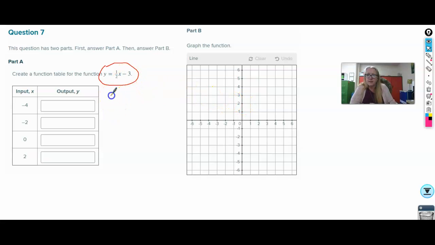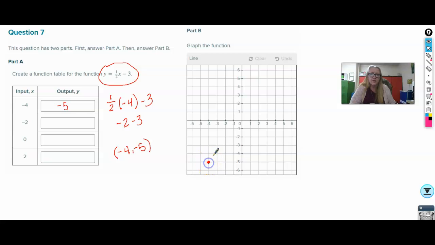So your first time, you would put 1/2 times x, which is negative 4, minus 3. I'll do the first one with you. Half of negative 4 is negative 2. And negative 2 minus 3 is negative 5. This is an xy coordinate point. It's the point negative 4, negative 5. So you would come over here and go negative 4, negative 5, and you would put your first point there.